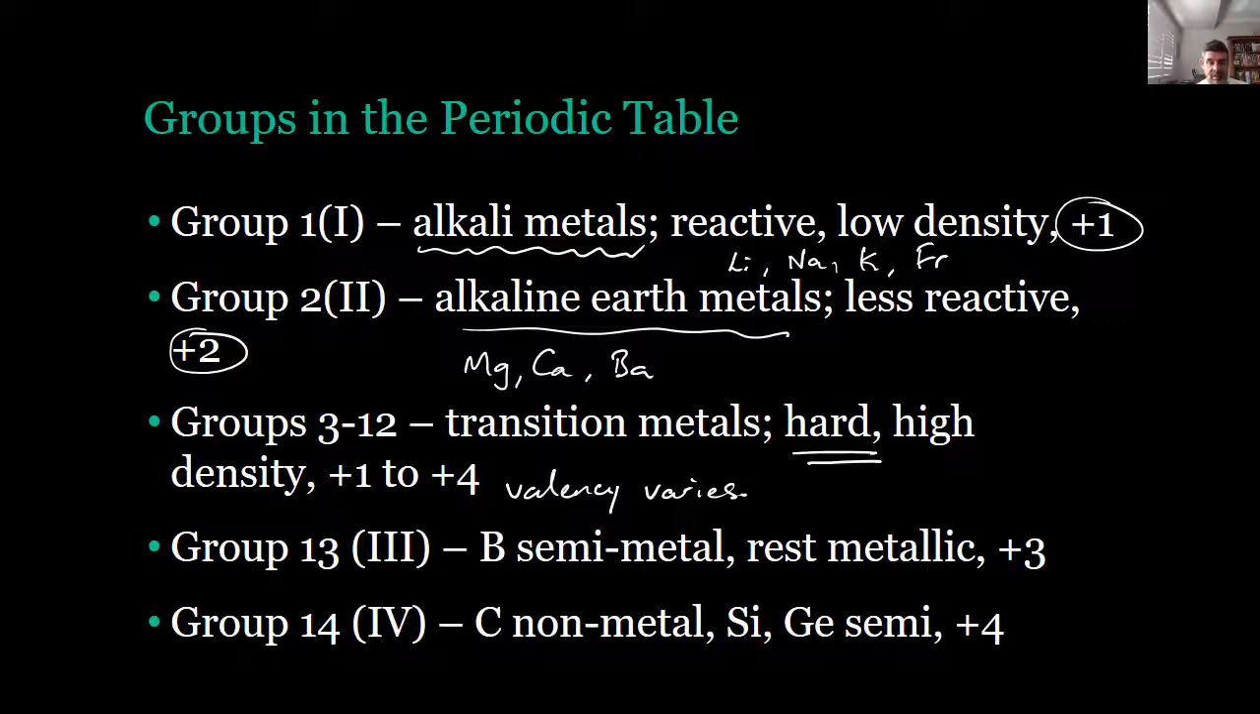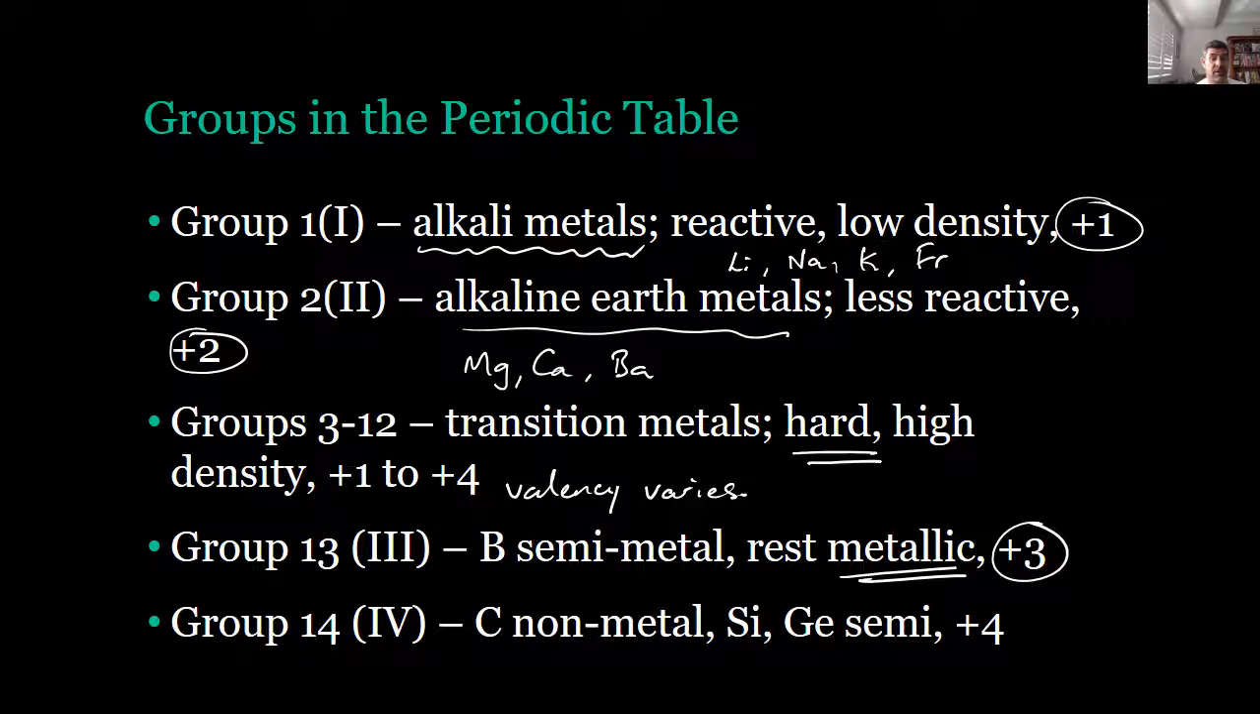Beyond the transition metals, we either continue with our Roman numeral system, 3, 4, 5, 6, or we look at group 13, 14, 15, and so on. So if we look at the first one past, group 13, boron is a semi-metal, and the rest of them underneath boron, aluminium, and so on, are metallic elements. They have a valency of +3 in ionic substances.